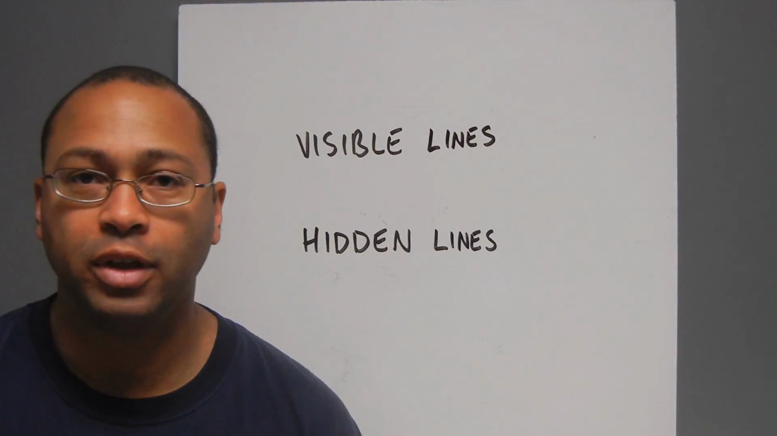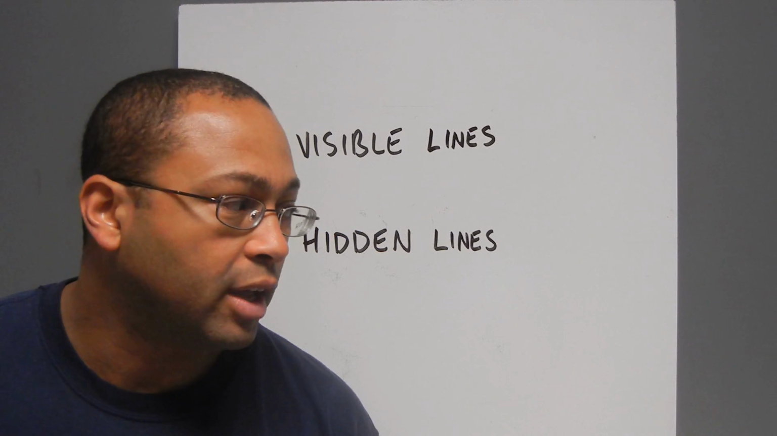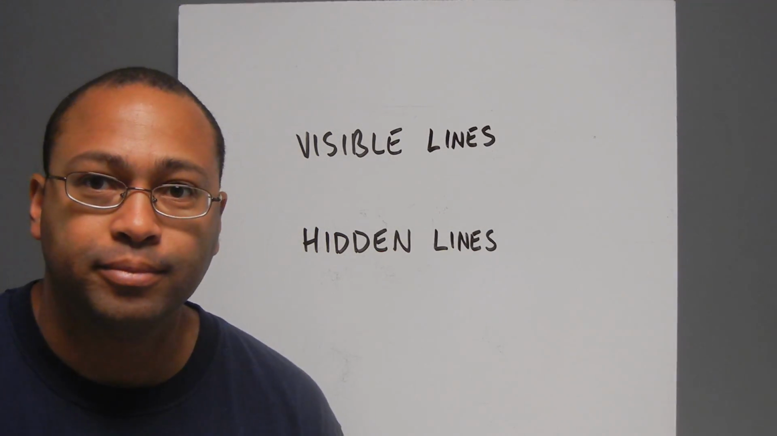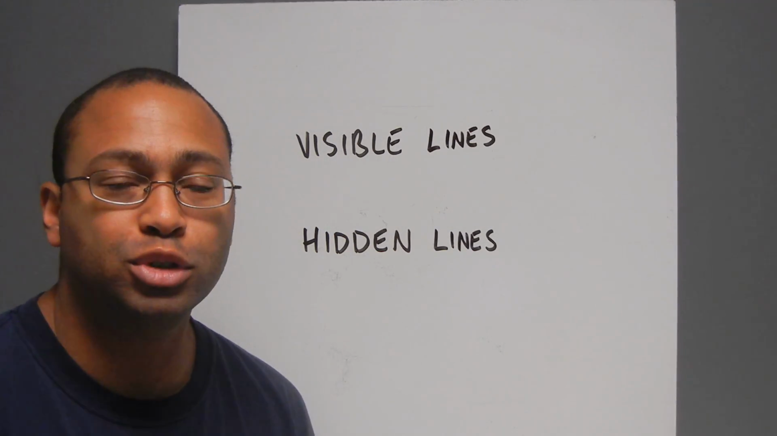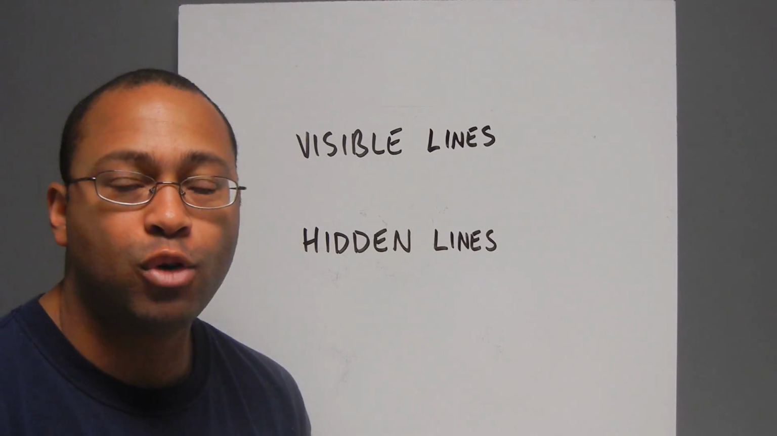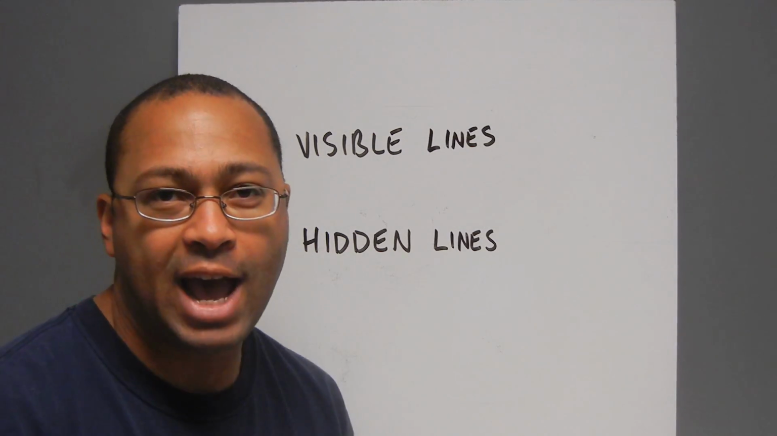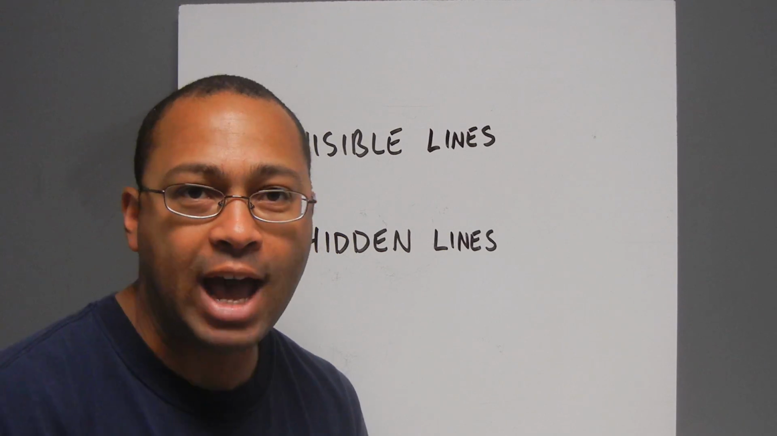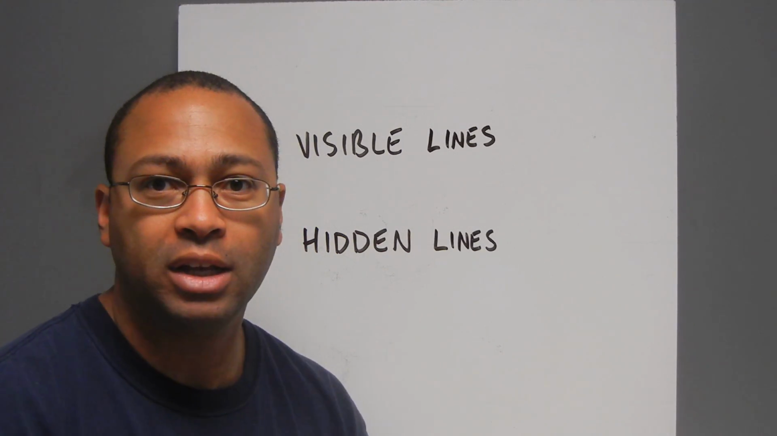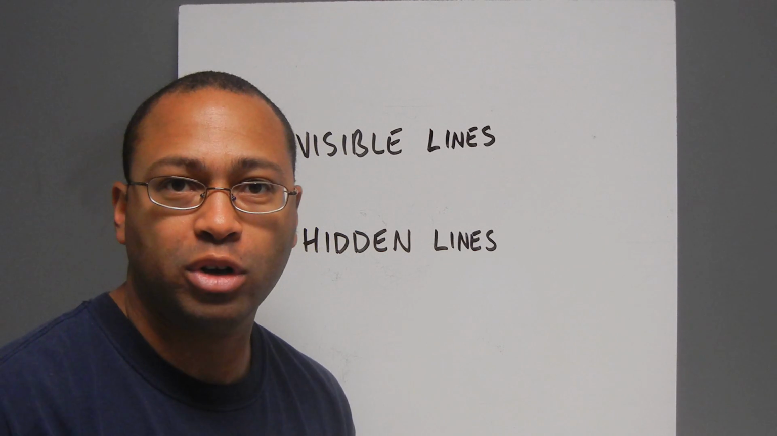Okay, so for this video, what we're going to do is look at the different lines and line symbols used on drawings that form a kind of graphic alphabet, and we call it the alphabet of lines. These are all the lines that we're going to use on a drawing.